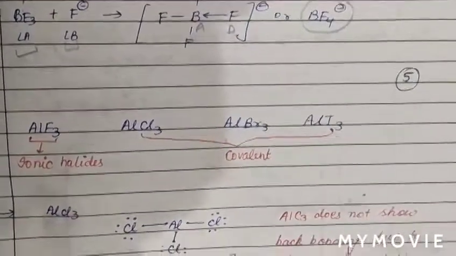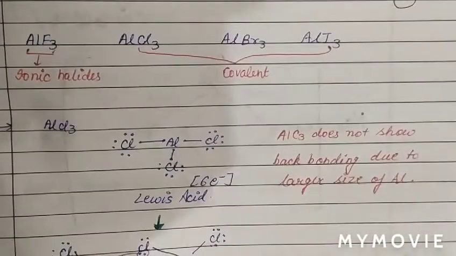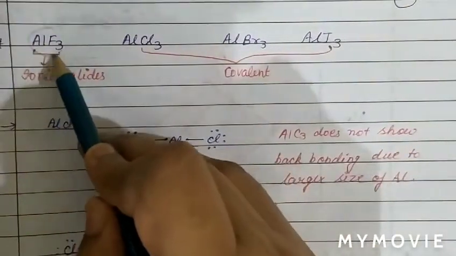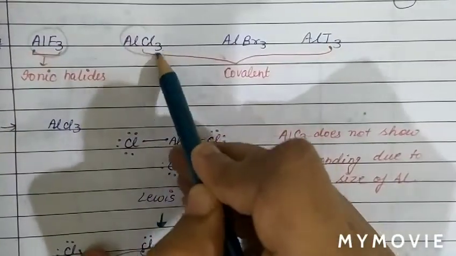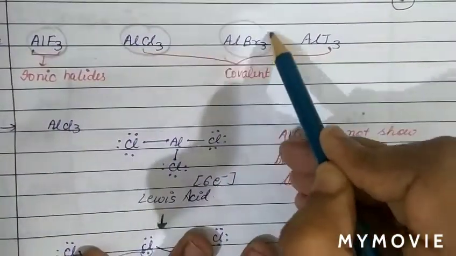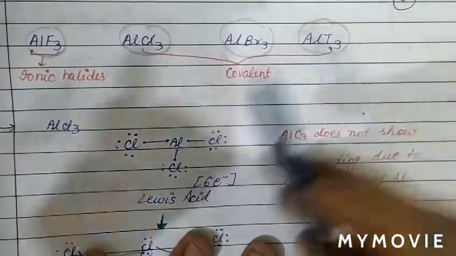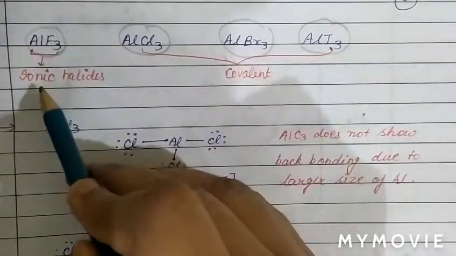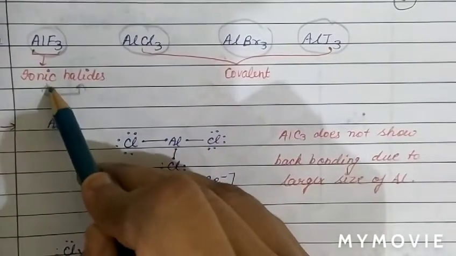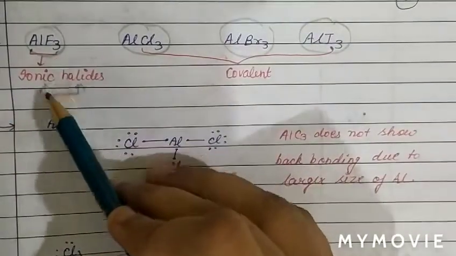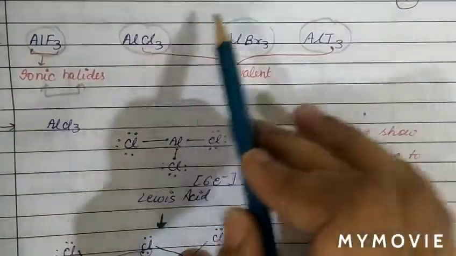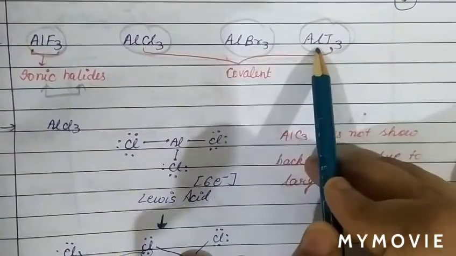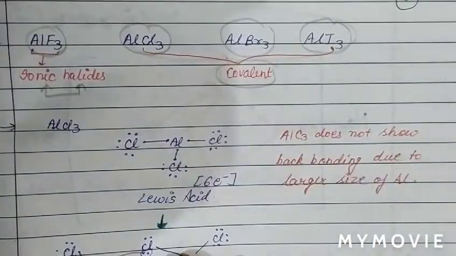Now see the trihalides of aluminium. The trihalides of aluminium are AlF3, AlCl3, AlBr3 and AlI3. Basically, of the trihalides of aluminium, AlF3 is an ionic halide, while the rest of the halides of aluminium, AlCl3, AlBr3 and AlI3, are covalent in nature.